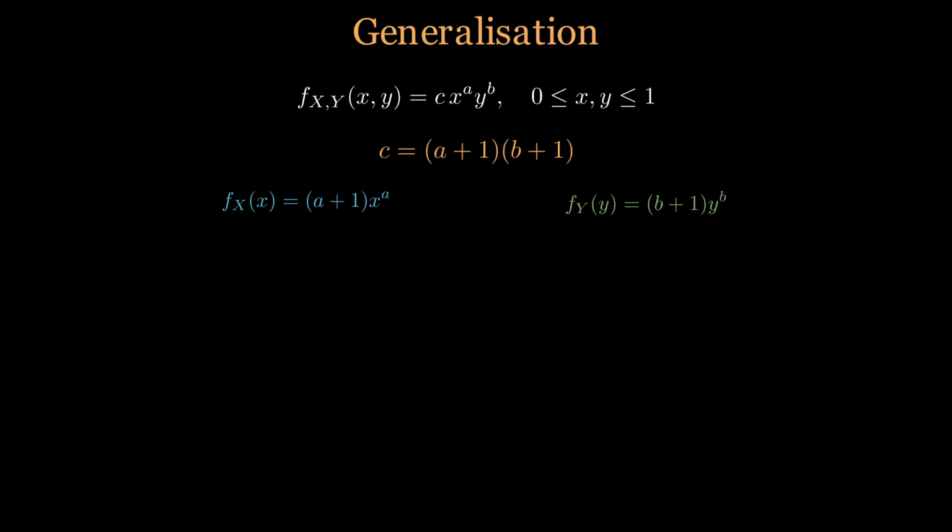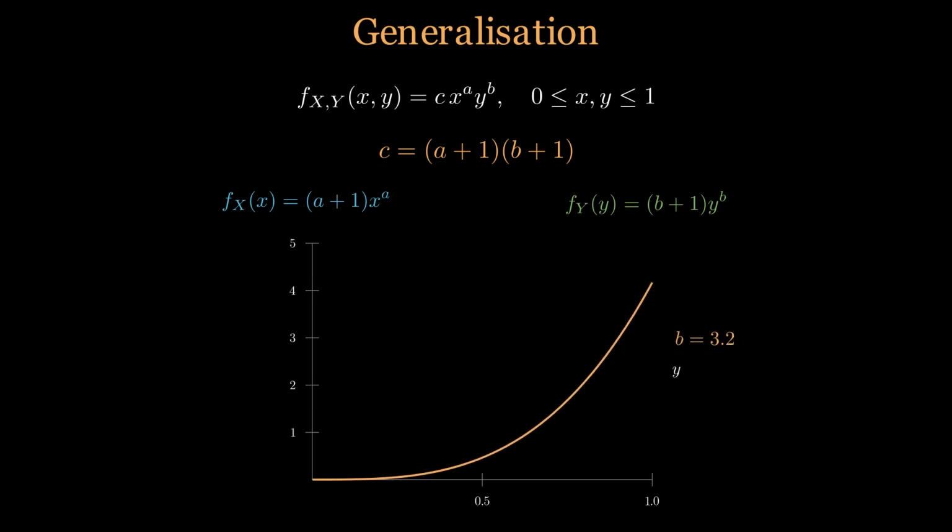Watch as the exponent b varies. When b is large, the density of Y concentrates near 1. When b is small, it spreads out. What happens as b approaches 0?